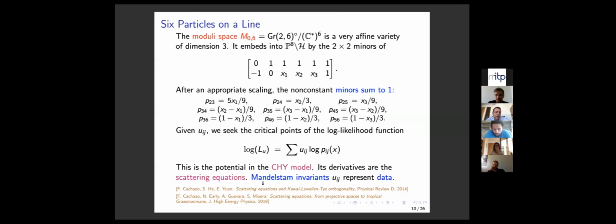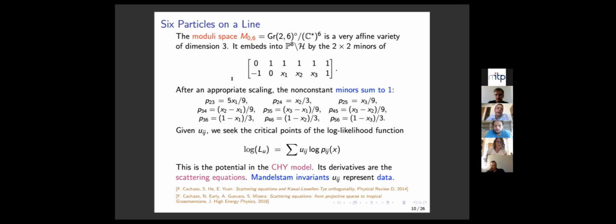Let's start out with CHY, and let's discuss 6 particles that travel on a line. So this is modeled by the moduli space M0,6. M0,6 is the moduli space of 6 distinct labeled points on the projective line or Riemann sphere. And this is a three-dimensional space because we're working modulo projective self-maps of P1.